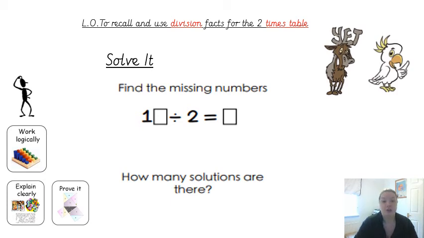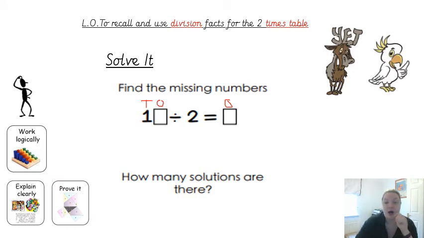So now we're on to the solve it. So what you need to do is find the missing numbers. Okay, so we've got a 2-digit number here. We've got a 1 in the 10s, and we don't know what we've got in the 1s. Divided by 2 equals, and have a look here, there's only space for 1 digit. There are no 10s, it's just 1s. So something divided by 2 is something.